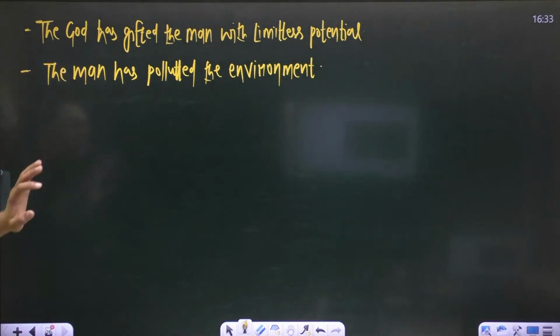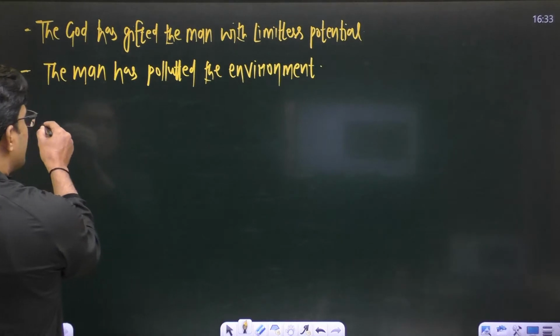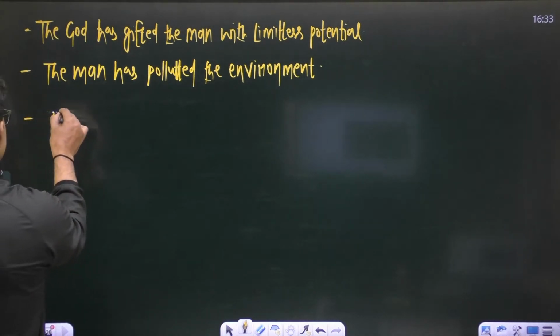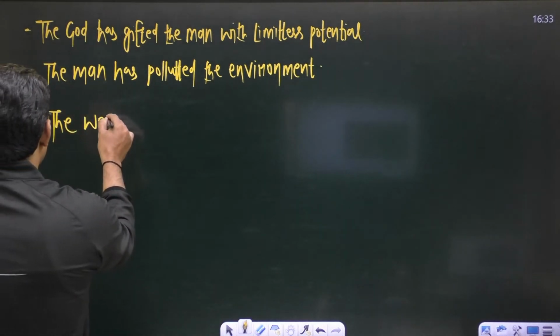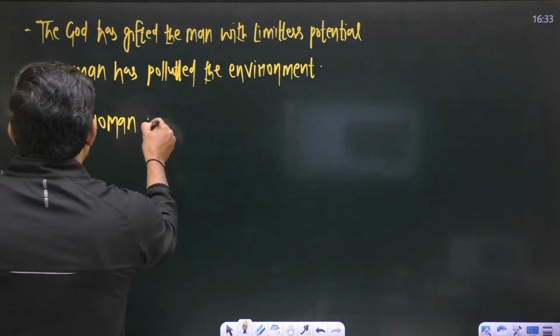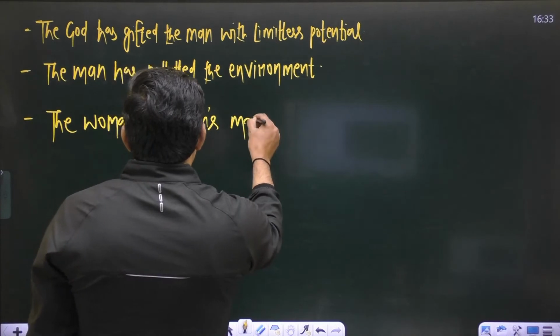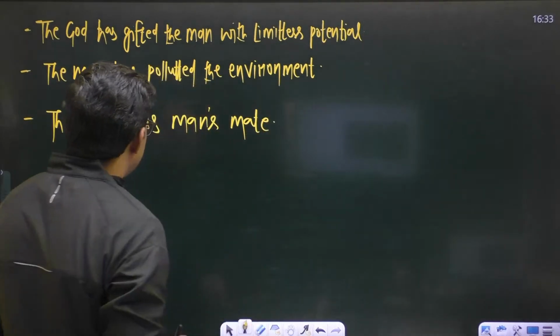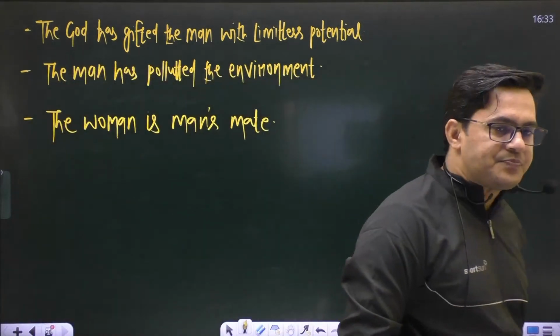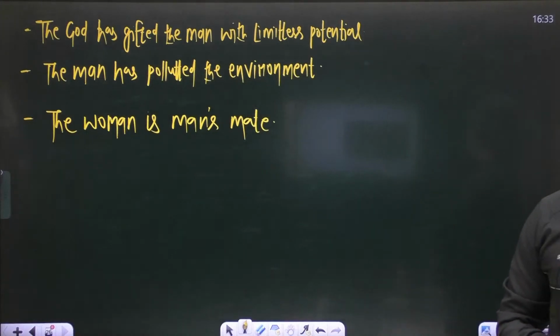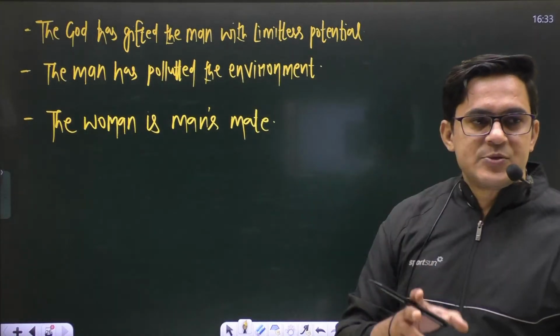God has gifted man with limitless potential. Man has polluted the environment. And the last one is: the woman is man's mate. Okay, three different sentences you have.